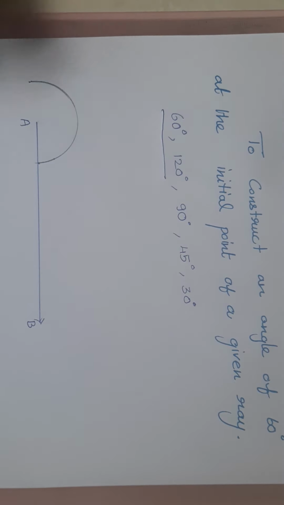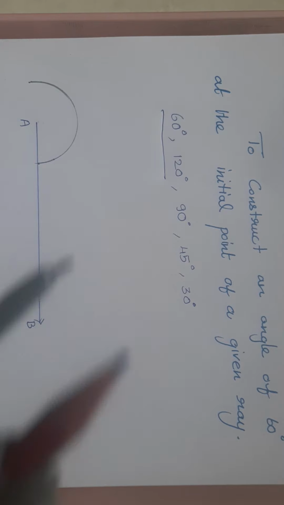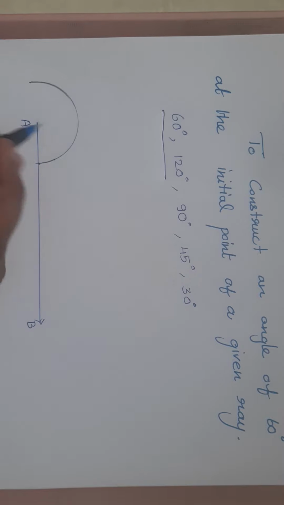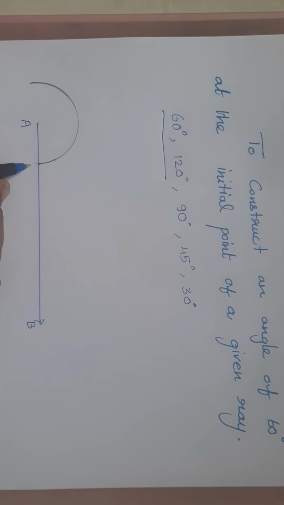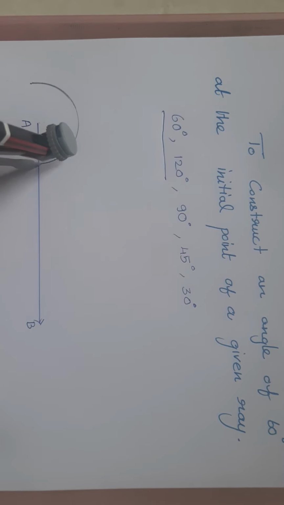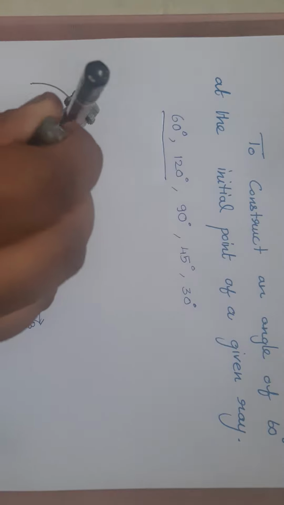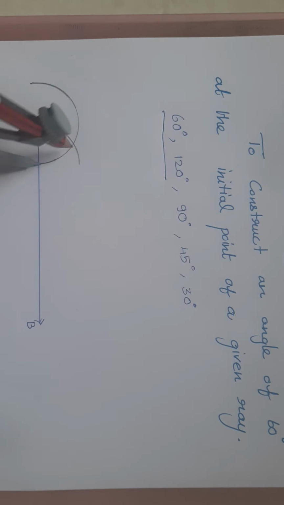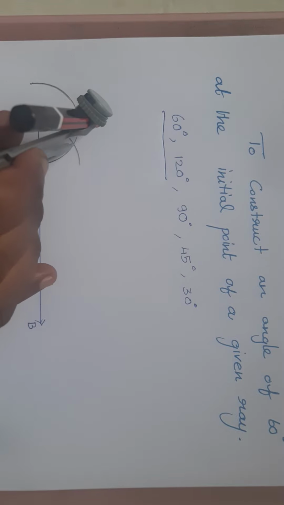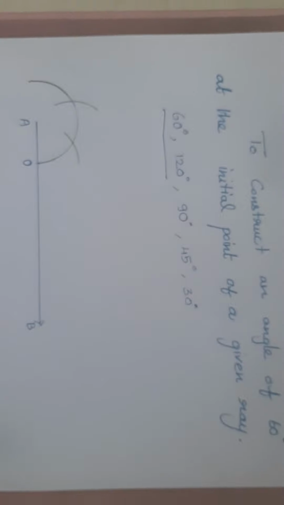Draw one arc. After this arc, with the same radius, don't change the measurement. I mark this point as O. Then keep the needle on point O and cut one arc. This is for 60 degrees. Then keep the same point and cut another arc. This is for 120 degrees.